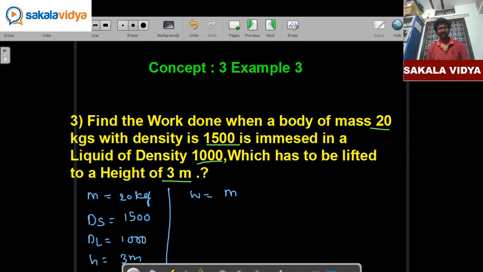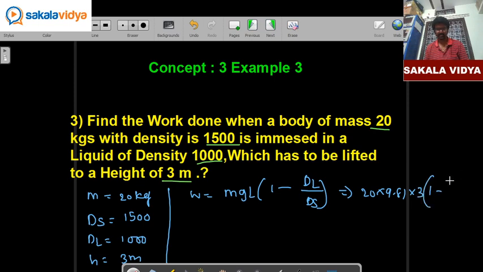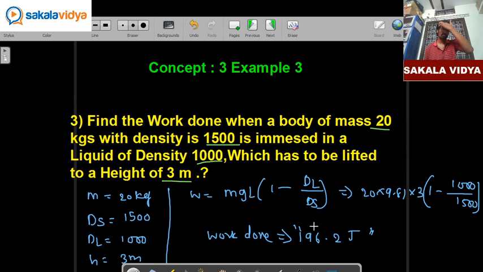Work done is equal to mgl times (1 minus density of liquid by density of solid). So mass is 20, g is 9.81, the acceleration due to gravity, into length or displacement of 3 meters, times 1 minus density of liquid 1000 divided by 1500. If you solve this, we get work done as 196.2 joules. So the formula to calculate work done when a body is immersed in a liquid is mgl times (1 minus density of liquid by density of solid).